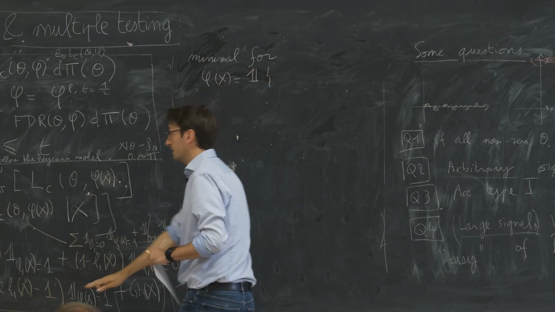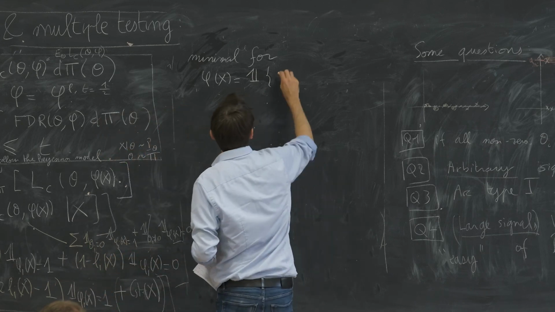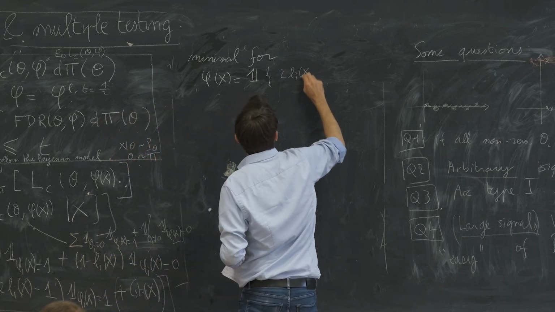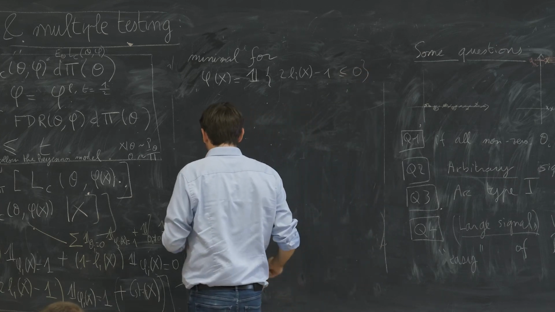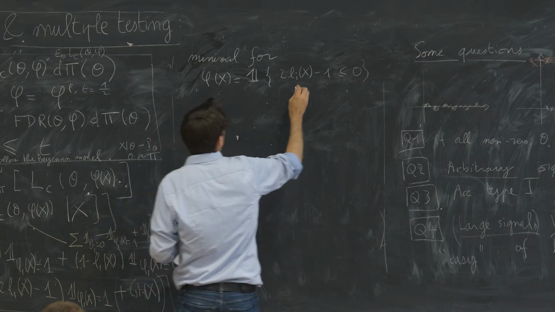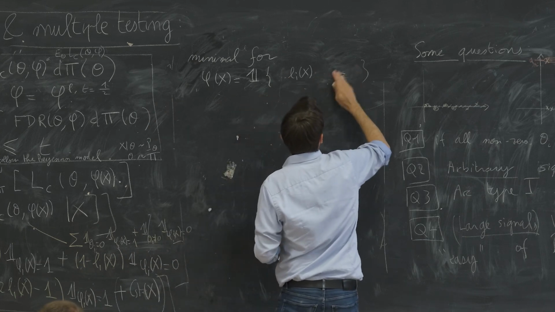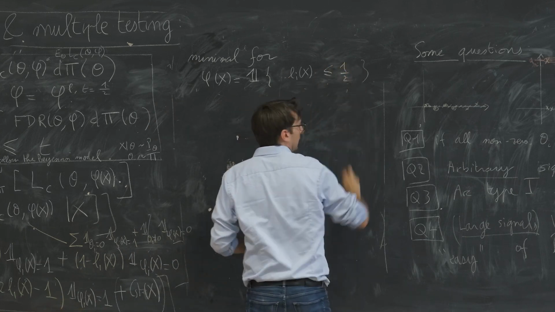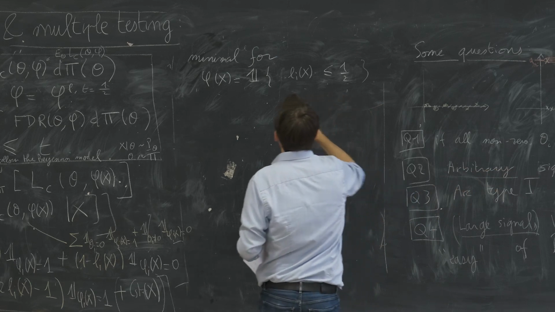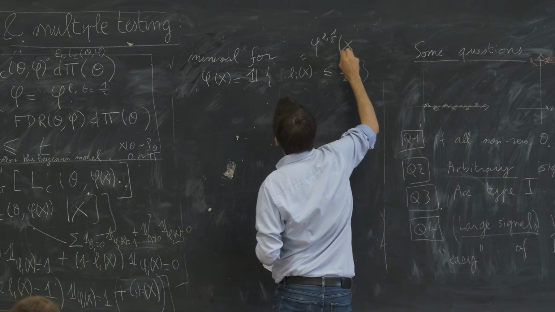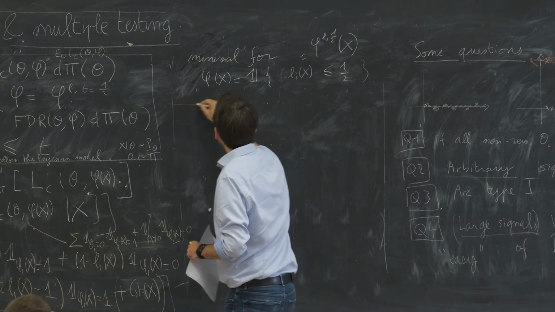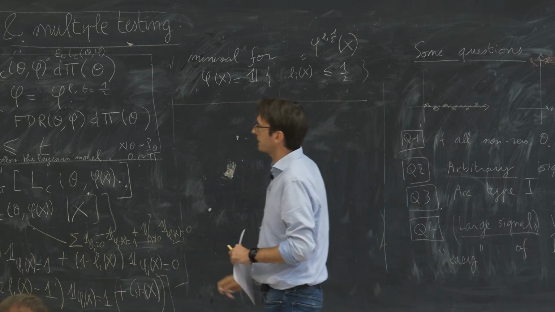So I keep this term if and only if 2 Li of x minus 1 is negative. Okay, so I just get the L value. So this is right like this. And I get exactly my phi L a half of x. All right? So that's classical.